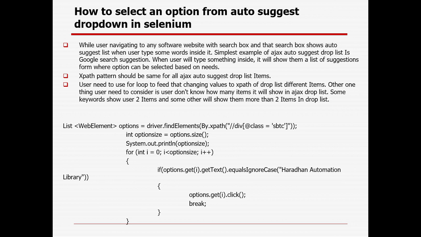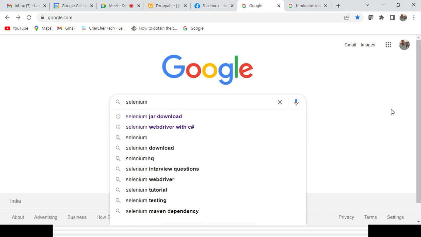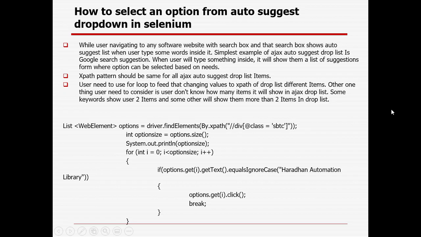based on the need. So the XPath pattern should be the same for all the options being displayed, right? So the user needs to use a loop to feed those changing values to the XPath of the different drop-down list items. Another thing to consider is that the user does not know how many items there are, because it changes every time, and what the sequence of the items is. For some keywords it might show 2 items, for some keywords it might show 20 items, right? Then how can you handle that part?